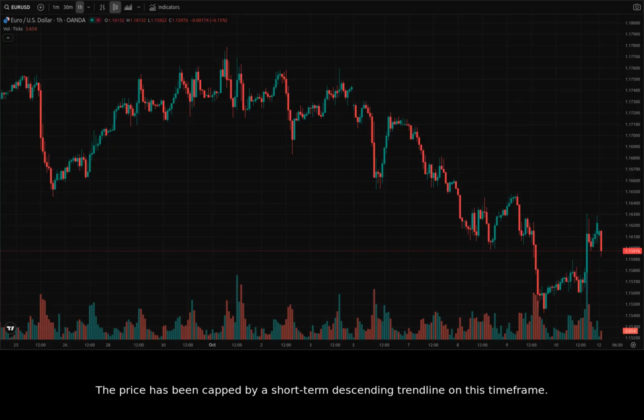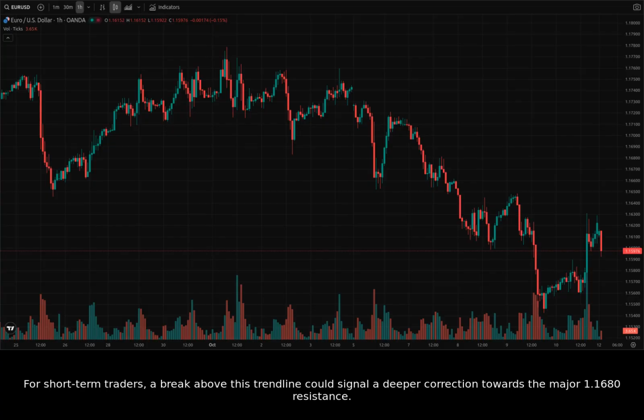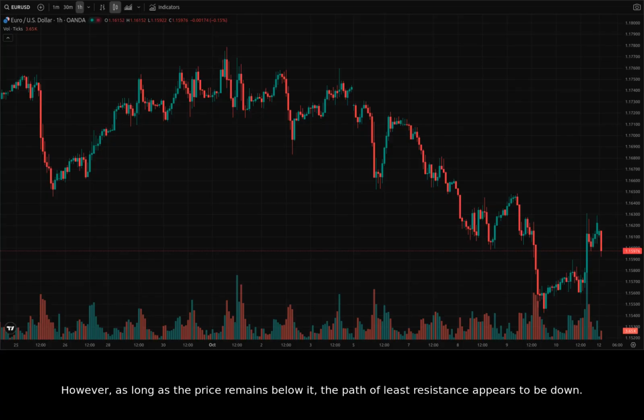The price has been capped by a short-term descending trend line on this time frame. Sellers are likely defending this trend line and the area around the recent high of 1.1630. For short-term traders, a break above this trend line could signal a deeper correction towards the major 1.1680 resistance. However, as long as the price remains below it, the path of least resistance appears to be down.